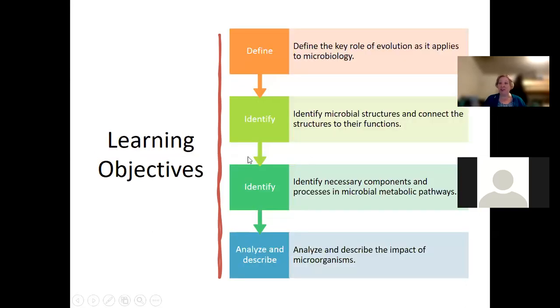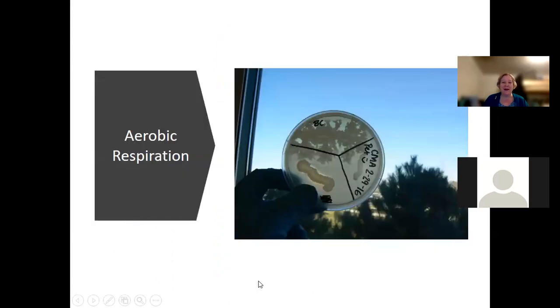Okay, so this chapter helps us move toward being able to do the following. Define the role of evolution as it applies to microbiology, identify microbial structures and connect the structures to their functions, identify necessary components and processes of microbial metabolic pathways, okay, we're doing this one big time, and analyze and describe the impact of microorganisms, okay?